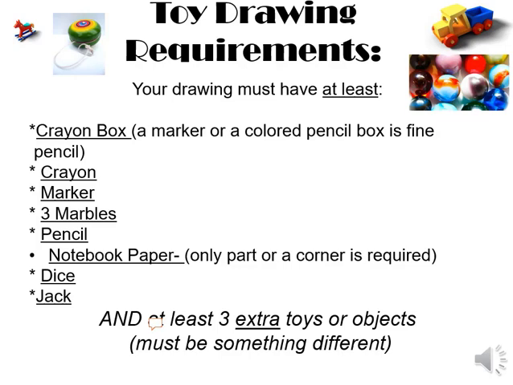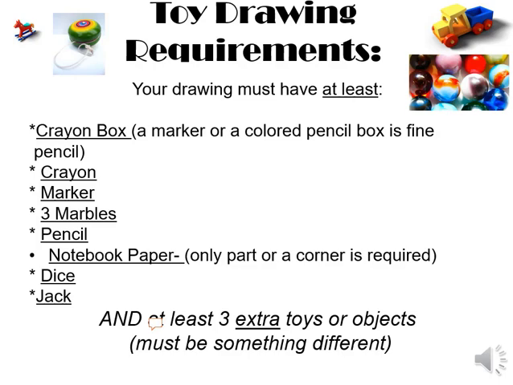Your drawing must have at least a crayon box. It can also be a marker or colored pencil box. You can draw part of it. You don't have to draw the whole box. You can have the box open with crayons and markers spilling out. That's fine. You can change it up a bit as long as there's some kind of crayon or marker box or colored pencil box.